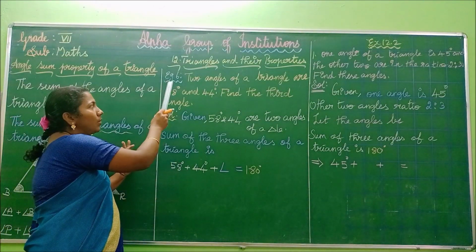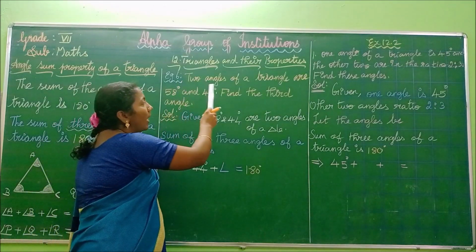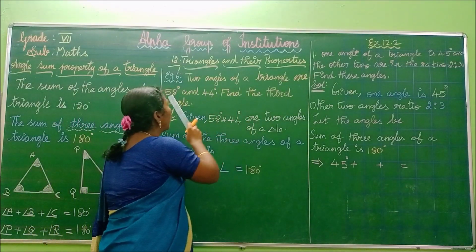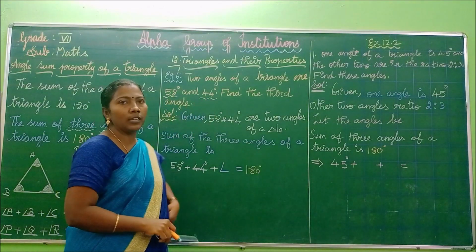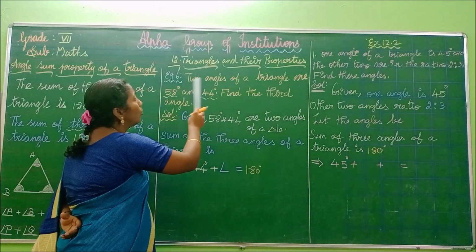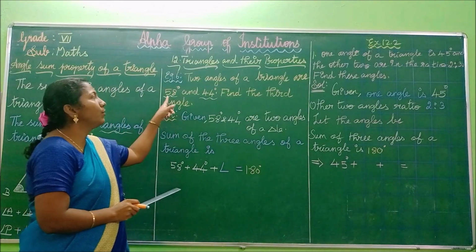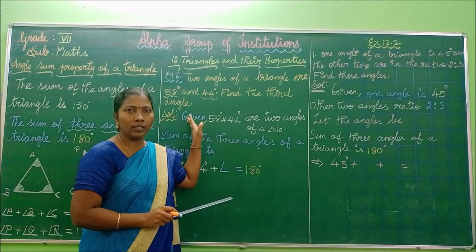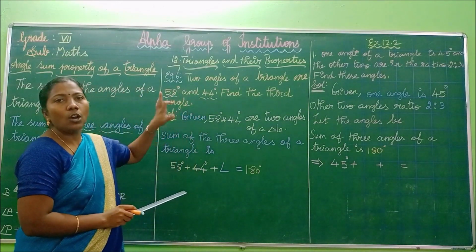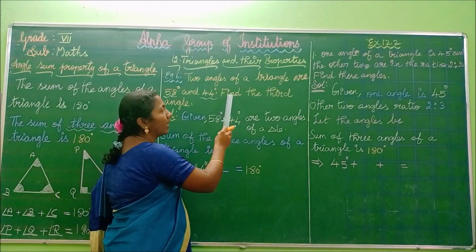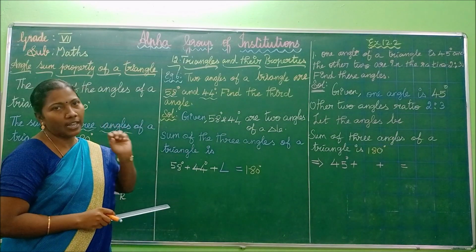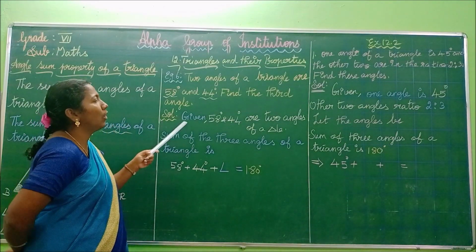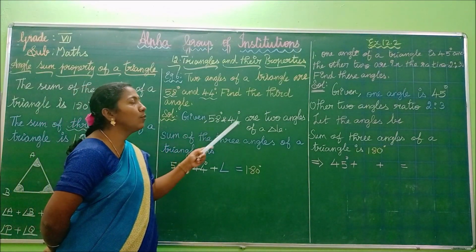See the first one, example 6. 2 angles of a triangle are 58 degree and 44 degree. That is, in a triangle, 2 of its angles are 58 degree and 44 degree. This is the data given in the question. And what are they asking us to find? Find the third angle. We have to find the third angle. So in the given, we have to write 58 degree and 44 degree.